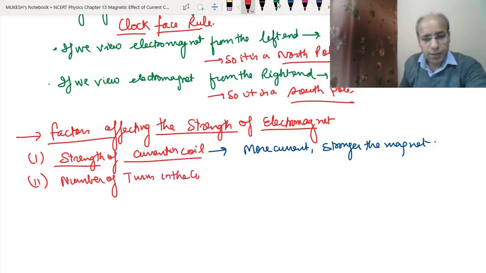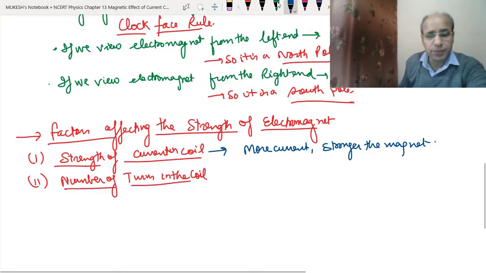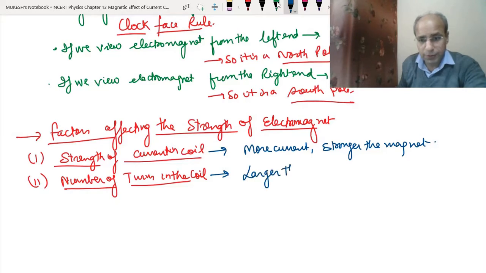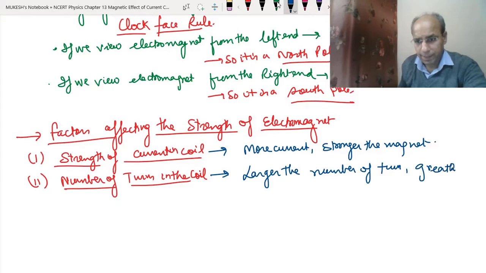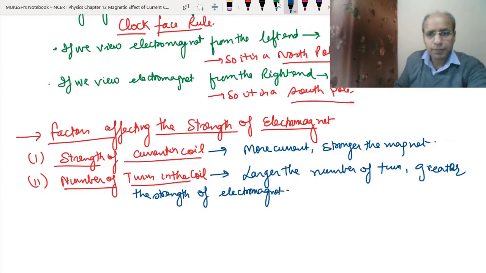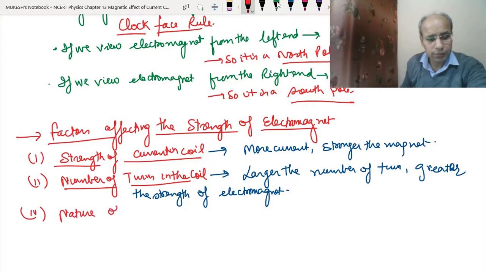Okay. And number two, the number of turns in the coil. As we have studied in the solenoid also, if we increase the number of turns, then the electromagnet will become a stronger magnet. Okay. The larger the number of turns, the greater the strength of the electromagnet.